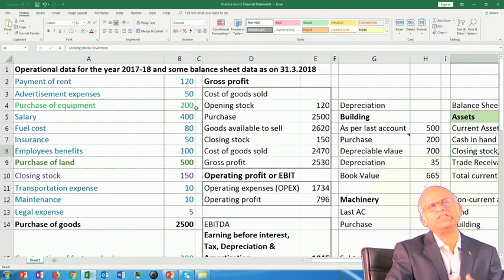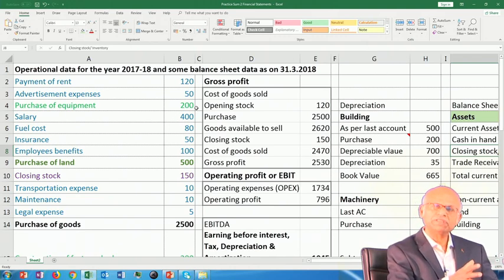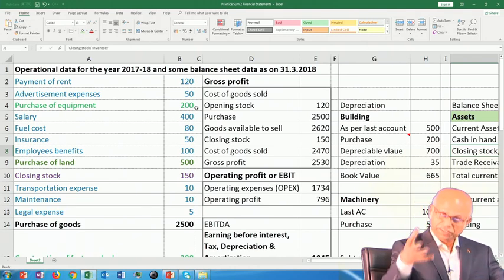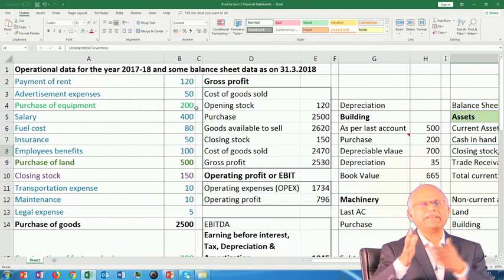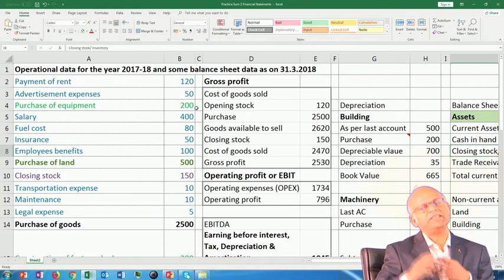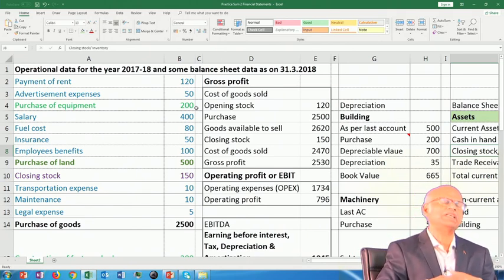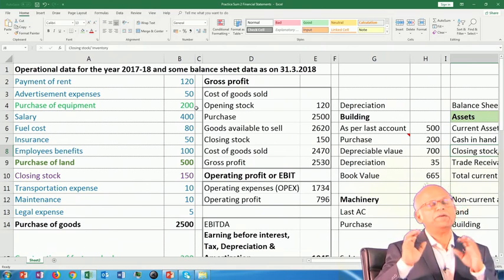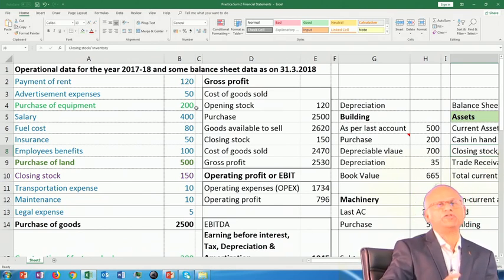The answer is, this is your closing stock for the year. During the financial year 2016-17, you purchased many things and you sold many of them, but at the end of the year, some of the things are yet to be sold. There is no company that sells everything at the end of the year unless they have a stock clearing, some very special business. Every company will have some stock at the end of the year. So, that becomes your closing stock.